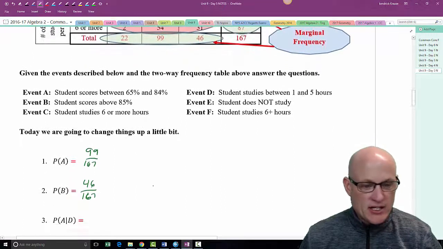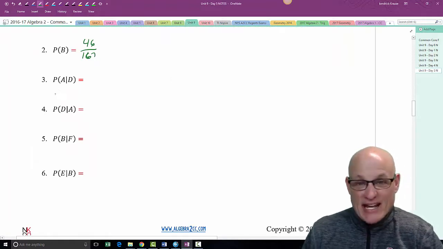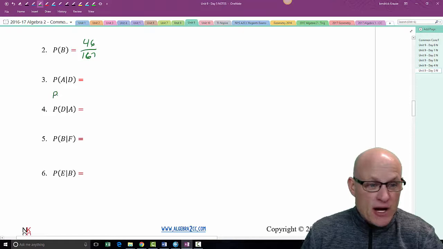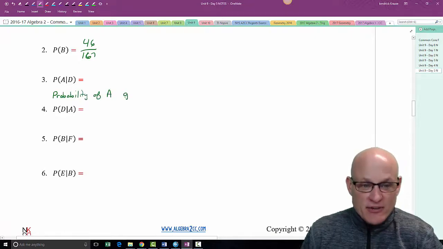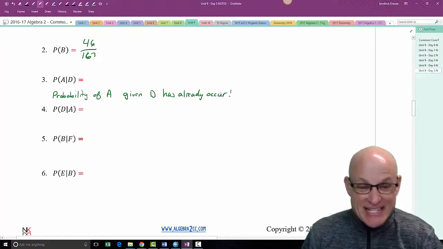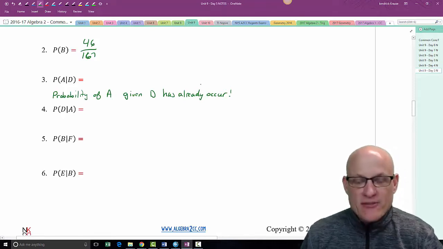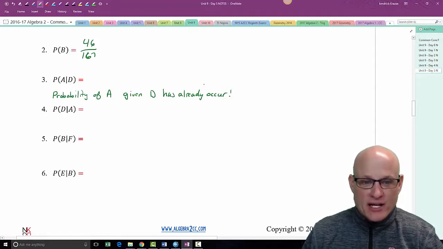Now here's where we're going to change things up. Remember what this stands for. This is the probability of A given D has already occurred. In other words, as far as this goes, D is your universe. D is the only thing you can think about. It is the only thing you're allowed to even remotely think about is D.